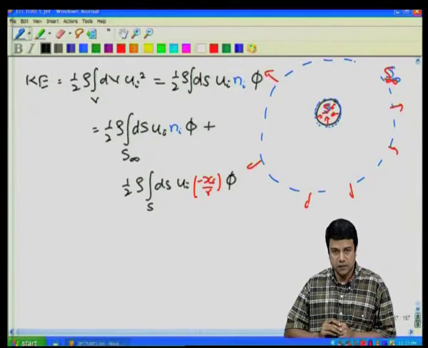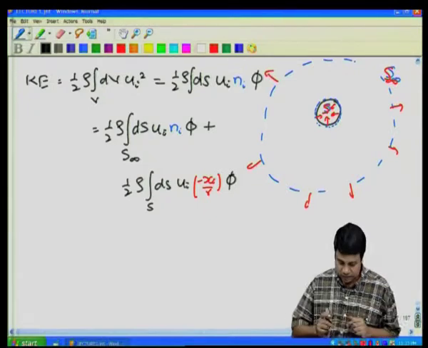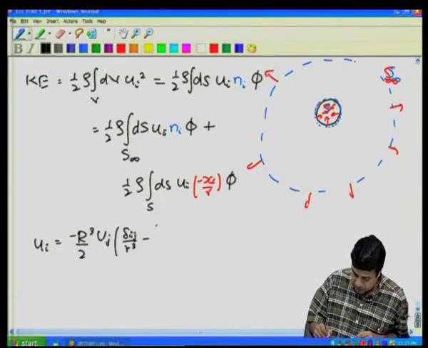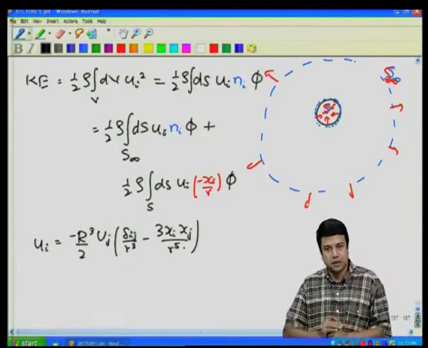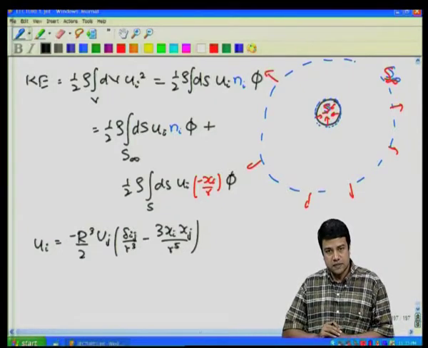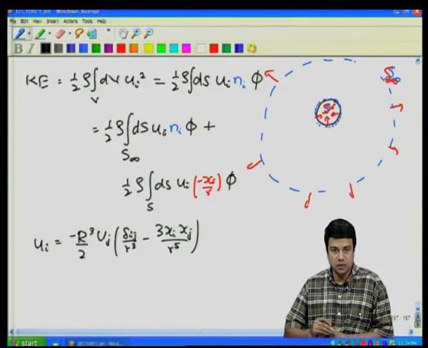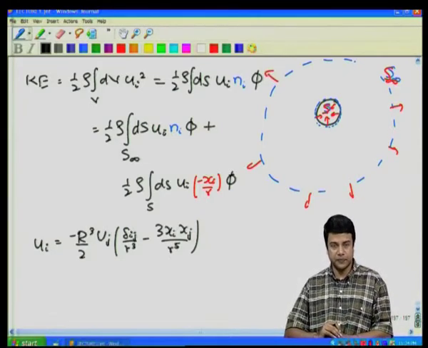If you recall the velocity field that we have just derived, u_i is equal to minus a cubed by 2 U_j (delta_ij by r cubed minus 3 x_i x_j by r to the power 5). As you can see, this velocity decays as 1 over r cubed as r goes to infinity. My potential was a dipole, and therefore, this is the next higher term, the quadrupole term.